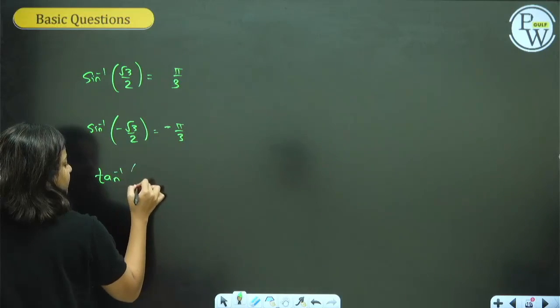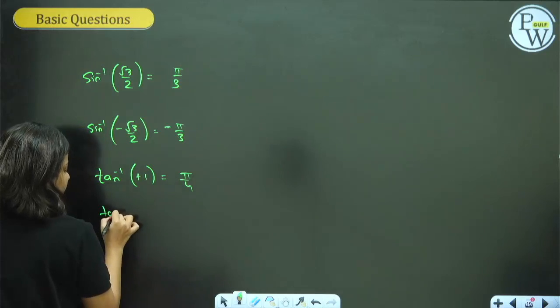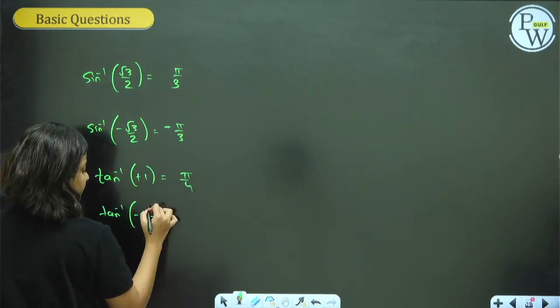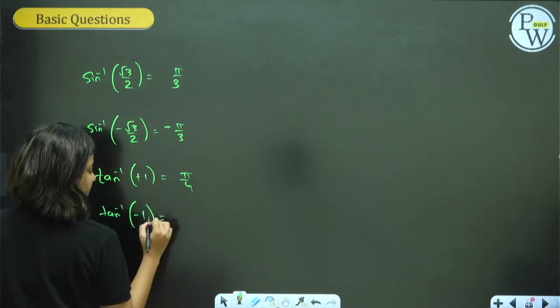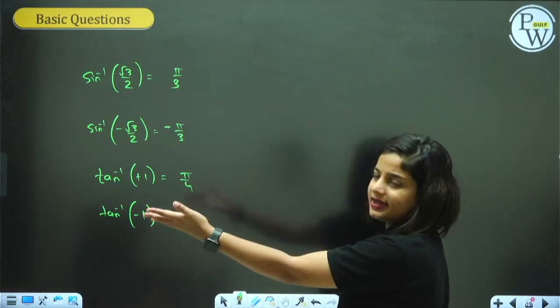Tan inverse of, let's say first plus 1, it's pi by 4. Tan inverse of minus 1 will be minus pi by 4, because in the first family the minus sign comes out.